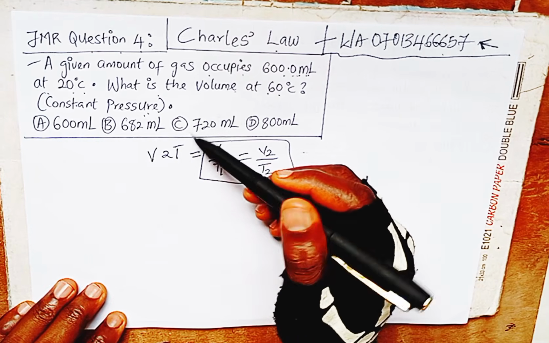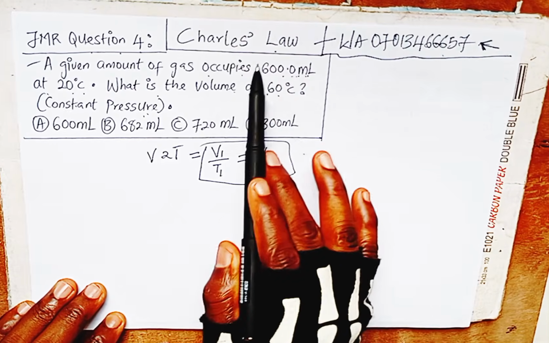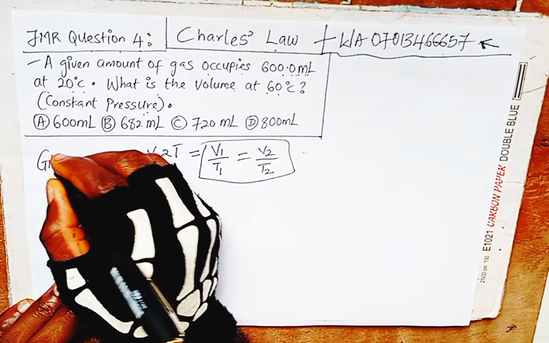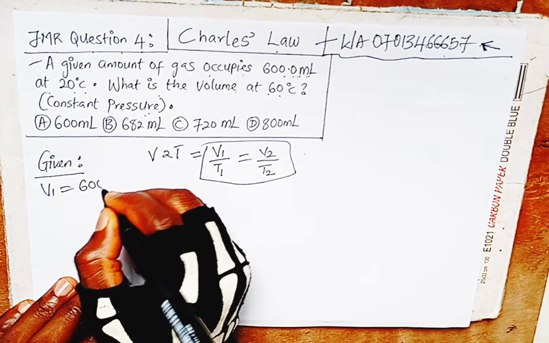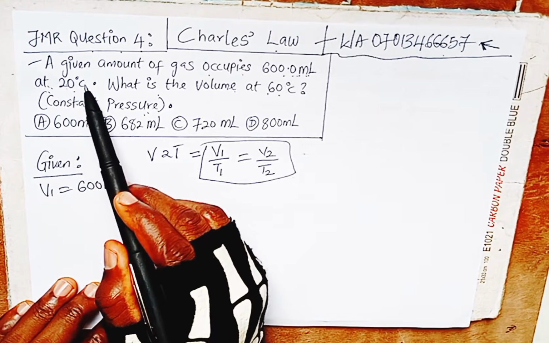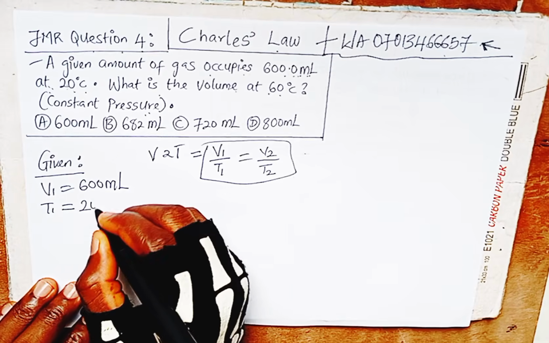First of all, let's write what we were told to find. A given amount of gas occupies, so we have V1 now. This is the volume, V1, equal to 600 milliliters. Then at 20 degrees Celsius, they give us the temperature. This one is T1, the first temperature, equal to 20 degrees Celsius.